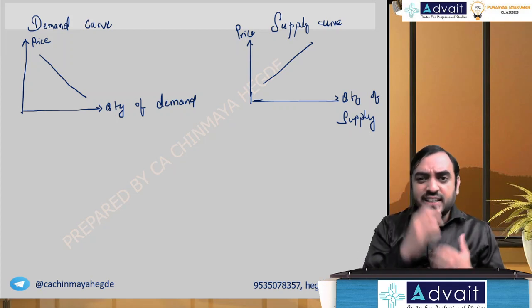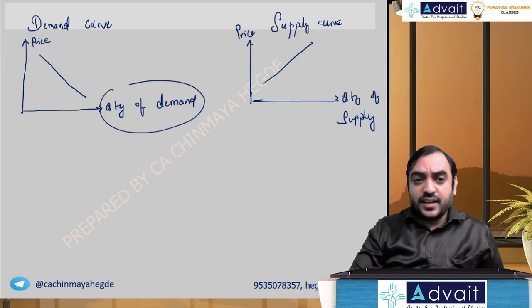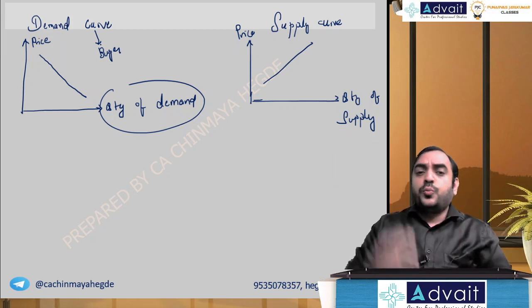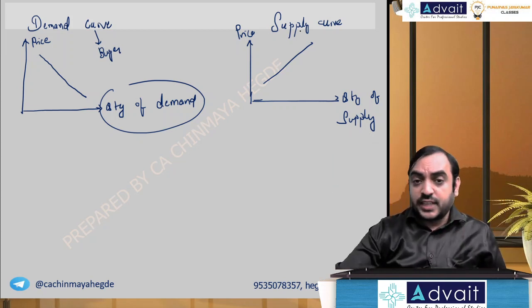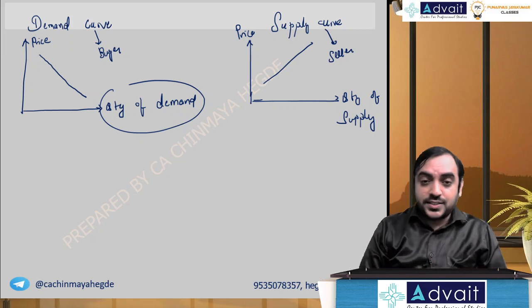Think from a buyer's point of view and a seller's point of view. Buyer, demand, right? Demand is for the buyer. He wants less price. As the price reduces, you buy more. But this is for the seller, supply. As the price increases, you would like to sell more and more, thereby making more sales.